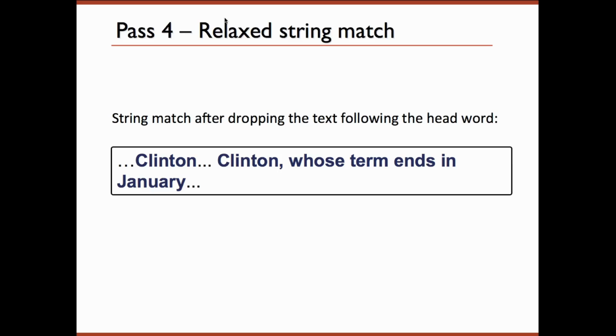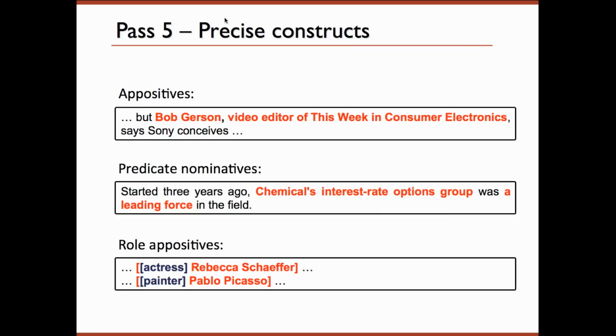And then we have a series of precise constructs like appositions. Right? So if you know that this is an apposition, and parsers are reasonably good at that, then you know that Bob Gerson points to the video editor. Right? Predicate nominatives, which are defined by copulative constructions. So something be something else, right? Then there's a link between two. So this group is a leading force in the field. Right? Role appositives. So the whole phrase actress Rebecca Schaefer points to actress.